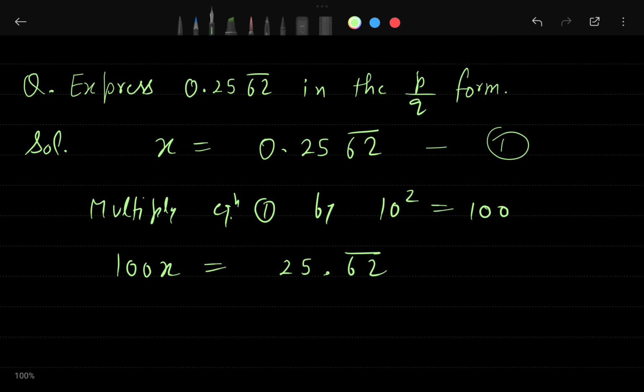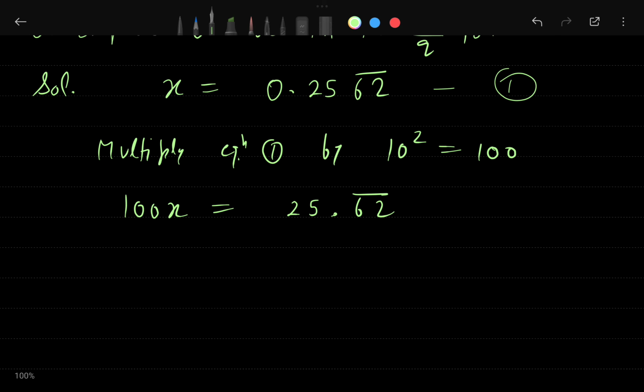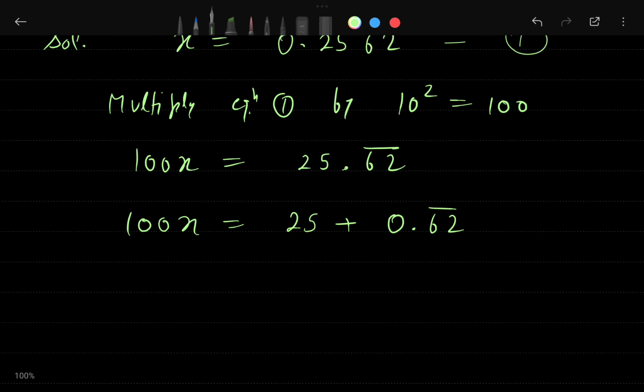Now from here on things are very simple. What you have to do is just write 100x and break it. So I can write it like 25 plus 0.62 bar. Very simple, very obvious. You can obviously write it like 0.62 bar plus 25. Now apply the short trick. That's why I taught you the short trick, because this is very useful. So if we apply the short trick here, we know that this is pure recurring.